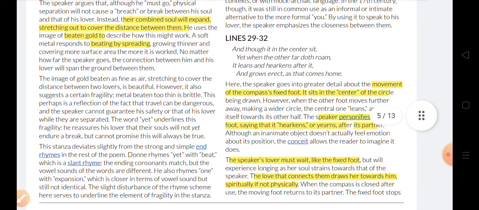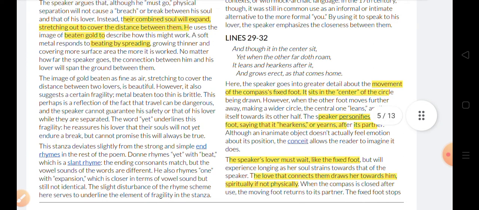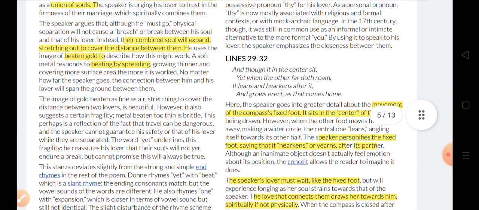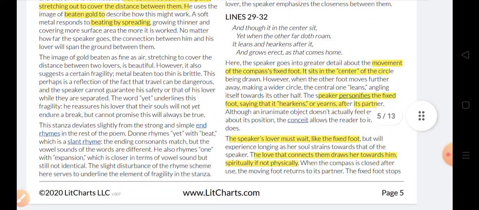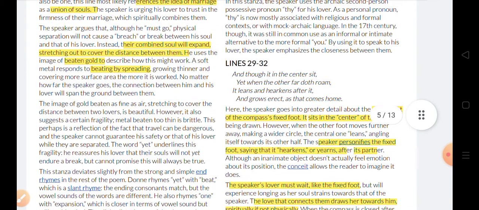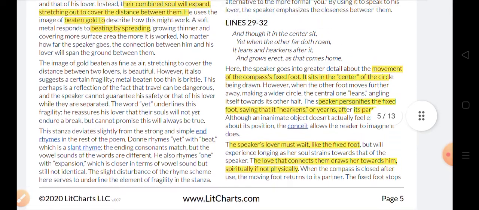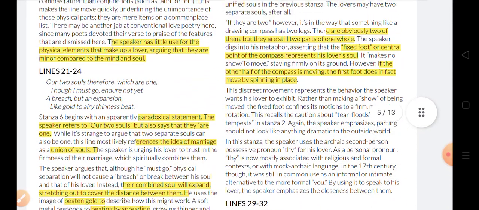So he compares it with beaten gold. As the gold is beaten, it expands and it spreads. So the bond will separate, and the separation, the distance between them, will be covered.